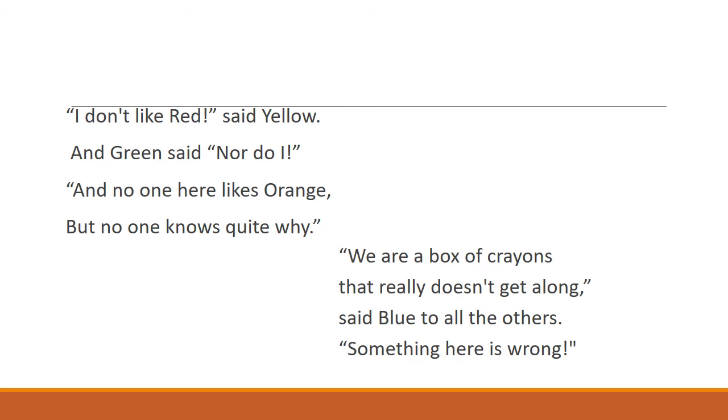That is, green said that even I don't like red. And no one here likes orange, but no one knows quite why. Nobody likes orange, but they don't know why they don't like it. Then blue said to everyone else that we are a box of crayons that doesn't really get along. To not get along means they can't stay together. But blue was also saying that something here is wrong. There is something wrong.